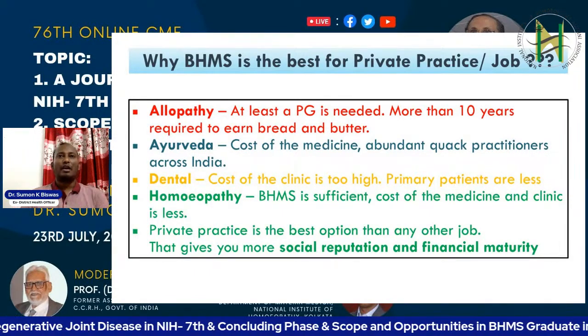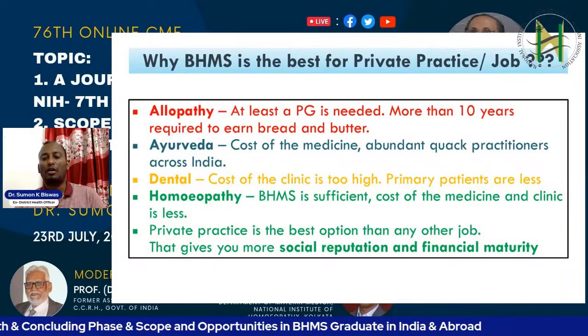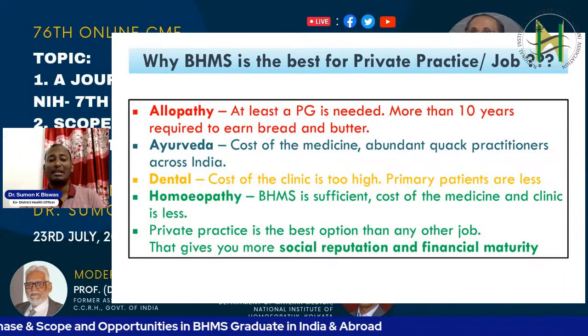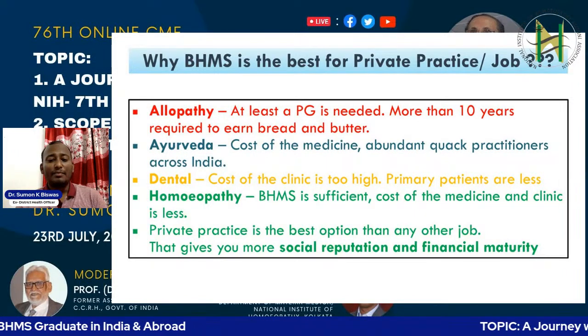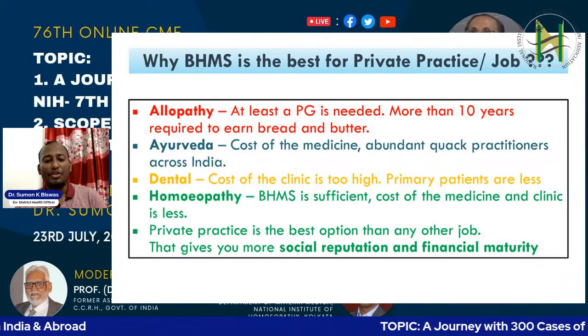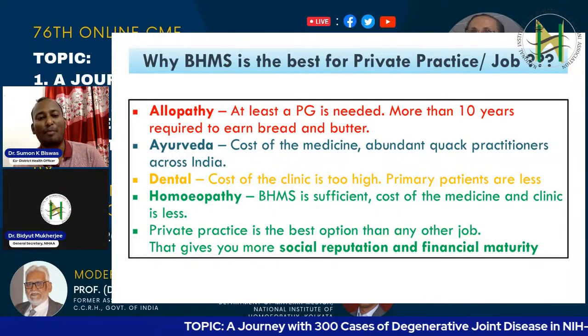But for homeopathy, we require only a BHMS degree to start our clinic, and the cost of medicine and the clinic setup is also very less. Private practice is the best option over any other job, as it gives you more social reputation and financial maturity. So this is from my own perspective.